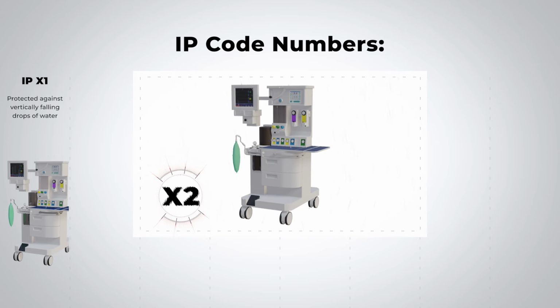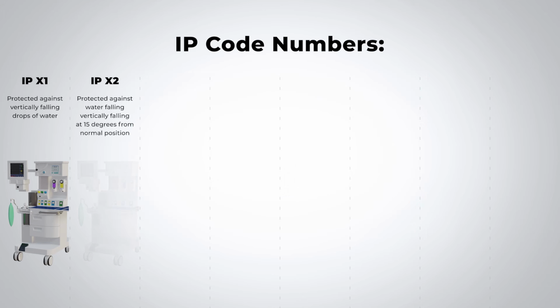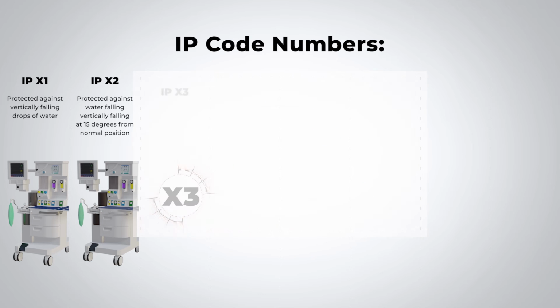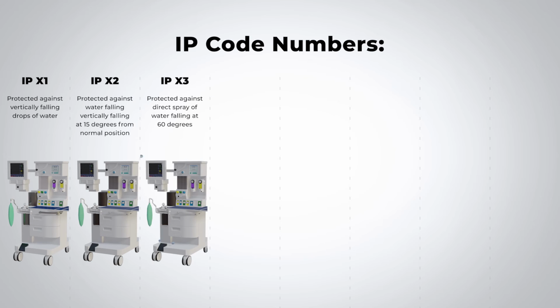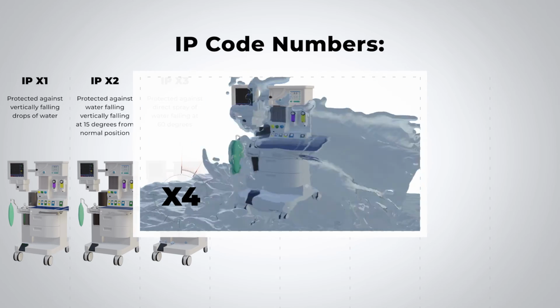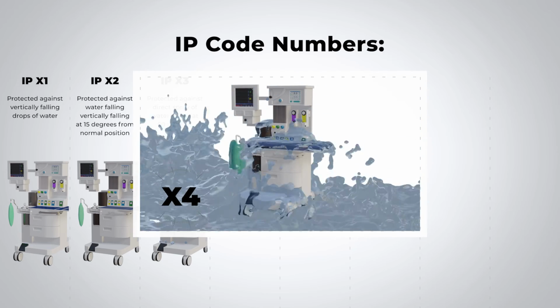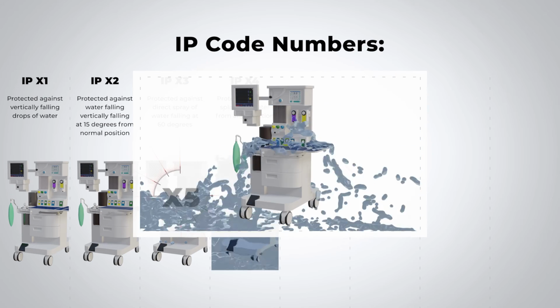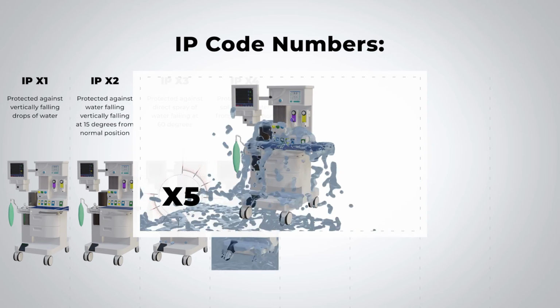2. Protected against water falling vertically at a 15-degree angle from normal position. 3. Protected against direct spray of water falling at 60 degrees. 4. Protected against splashing water from any direction. 5. Protected against low pressure jets of water.